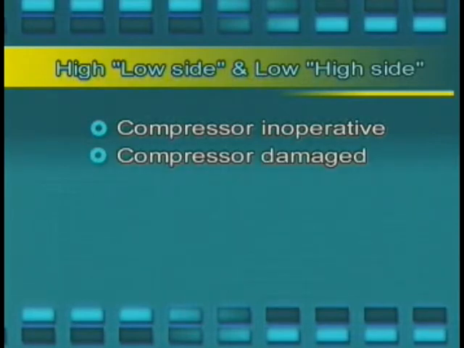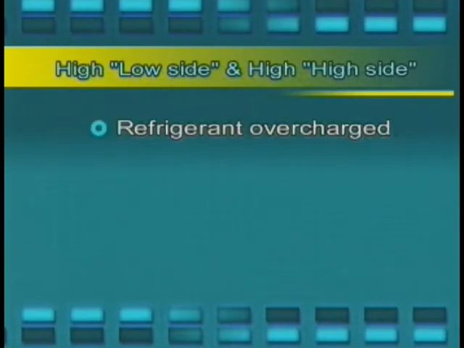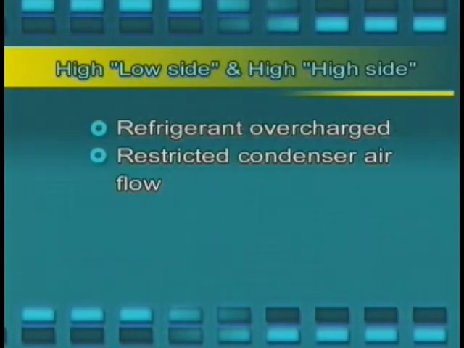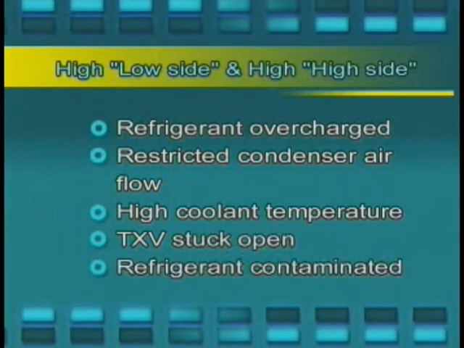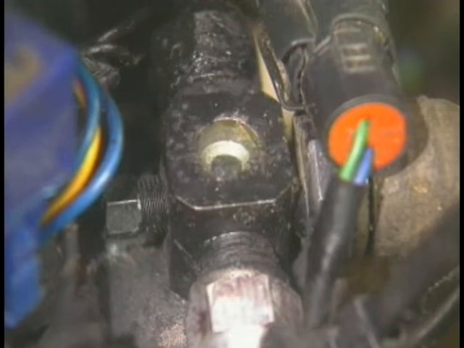Higher than normal pressure on the high and low sides can be caused by a refrigerant overcharge, restricted airflow over the condenser, high engine coolant temperature, a thermal expansion valve that is stuck open, or refrigerant contaminated with air or moisture. On R12 systems equipped with a sight glass, air bubbles or foam in the sight glass indicate a low refrigerant charge. A few R134A systems use a sight glass, but the appearance of bubbles in an R134A system is normal.